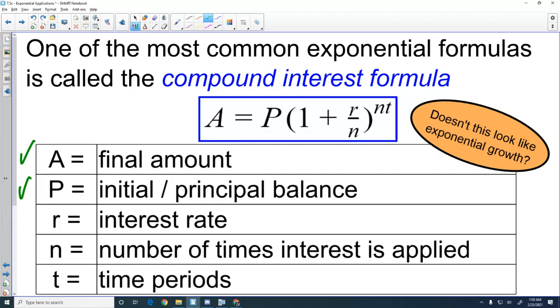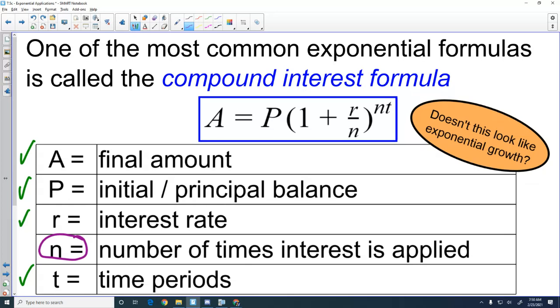R is the interest rate. That's just the percentage converted to a decimal, right? You just take that percent and divide it by 100 to get a decimal. That's something that we also already did on Friday. T, down at the bottom, the time periods, that's also something we're familiar with, right? The exponent x was how many times does that kick in? And then the only other thing that we need to look at is n. This is new. And it's the number of times that interest is applied.